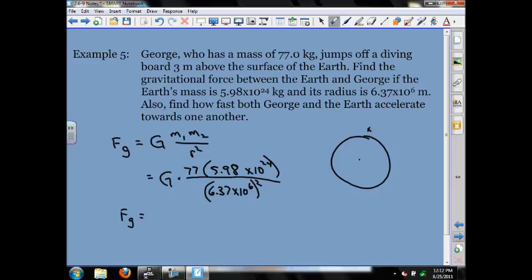What do we get? 7.57 newtons. Oh, not right. Everybody?